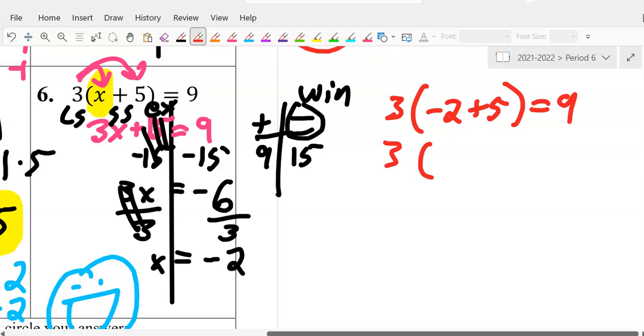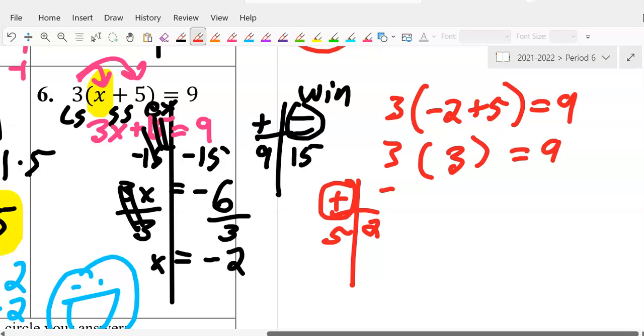Well, let's see if that's true. What is negative 2 and 5? Well, let's do a scoreboard. Negative 2 and 5 makes what? Anybody? Negative 2 and 5? Positive 3. So 3 times 3 is 9. Is that true? Yep. So we did it right.